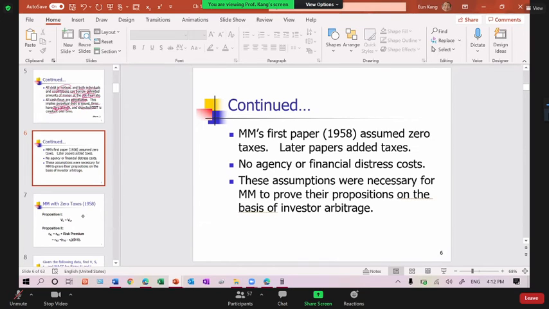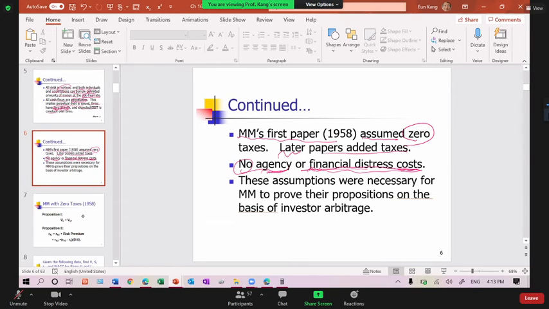And besides, MM's first paper assumed zero taxes. That doesn't make sense. That's totally against real life, right? How can you avoid tax? That's why people criticize that, so they add taxes. And no agency or financial distress costs, right? So they didn't think about agency problems or financial distress problems.